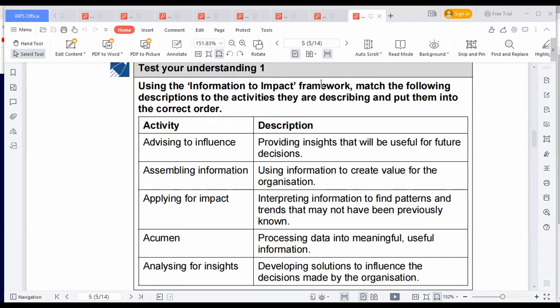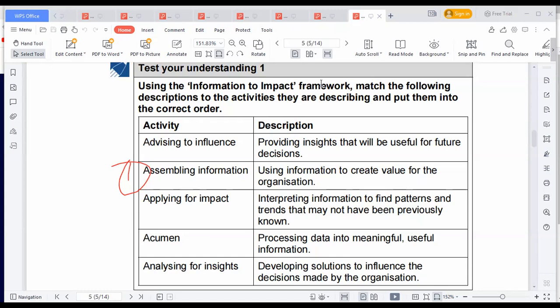Assembling information. So we say, okay, one, assembling information. Which description do you think it matches with? Processing data into meaningful and useful information. Phineas, do you agree with that? Yes, sir. Okay, so this connects with one there.